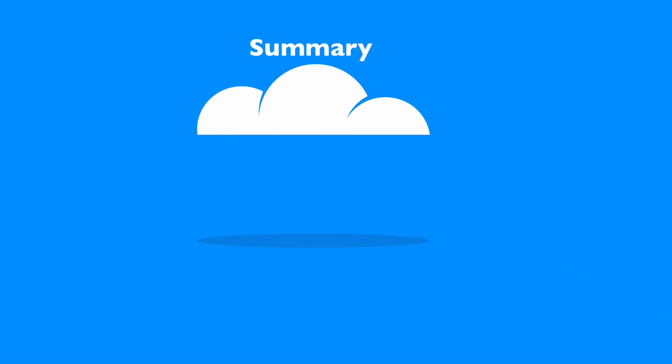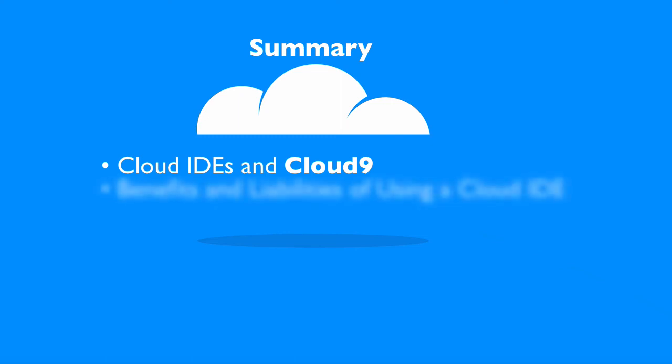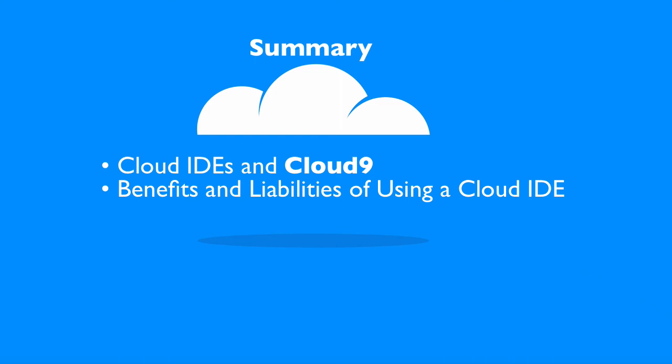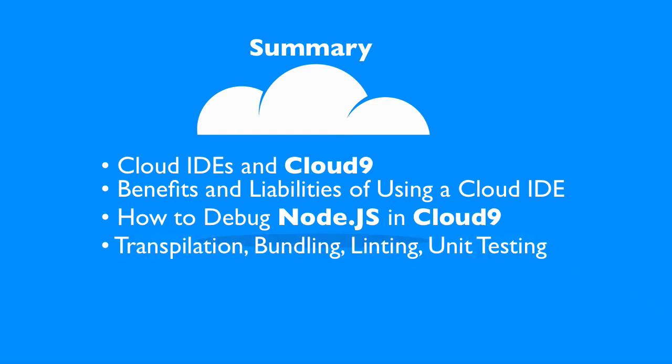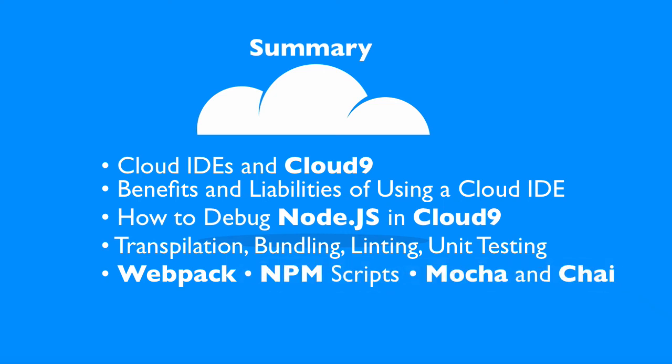To summarize, in this episode, we have looked into cloud development environments in general and Cloud9 IDE in particular. We talked about the benefits and liabilities of using a cloud IDE. We learned how we can debug Node.js projects inside the Cloud9 IDE, and then we created a new project inside the Cloud9 IDE from the ground up. We enabled transpilation, bundling, linting, and unit testing for this project. We briefly mentioned webpack. We wrote npm scripts to lint and test our project, and we created a simple unit test with Mocha and Chai. And then we integrated our tests to a CI environment, which is Travis.